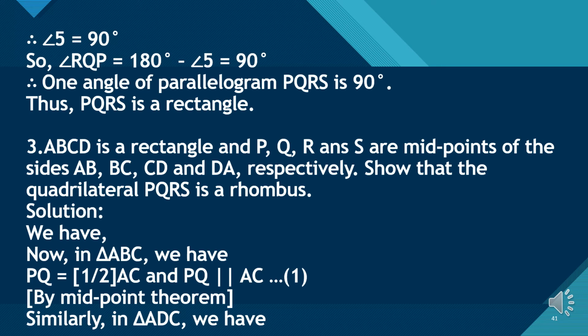Now, in triangle ERC and triangle EQC, PQ is parallel to SR. Now, PQRS is a parallelogram because the diagonals of a rhombus bisect the opposite angles. Exercise 8.2, question number 1. ABCD is a quadrilateral in which P, Q, R and S are the midpoints of the sides AB, BC, CD and DA.